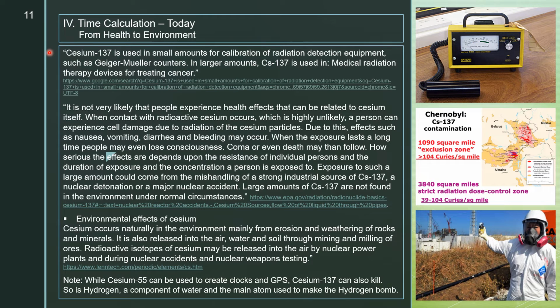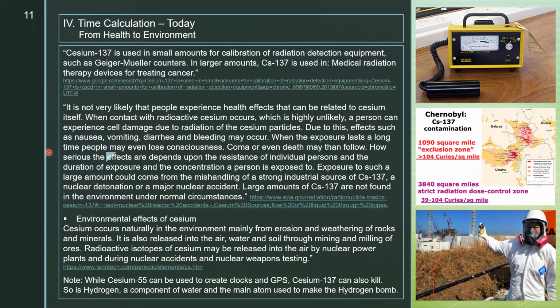Cesium-137 is used in small amounts for calibration of radiation detection equipment such as Geiger-Müller counters. In large amounts, CS-137 is used in medical radiation therapy devices for treating cancer. It is not very likely that people experience health effects that can be related to cesium itself. When contact with radioactive cesium occurs, which is highly unlikely, a person can experience cell damage due to radiation of the cesium particles. Due to this, effects such as nausea, vomiting, diarrhea, and bleeding may occur. When the exposure lasts a long time, people may even lose consciousness. Coma or even death may then follow.